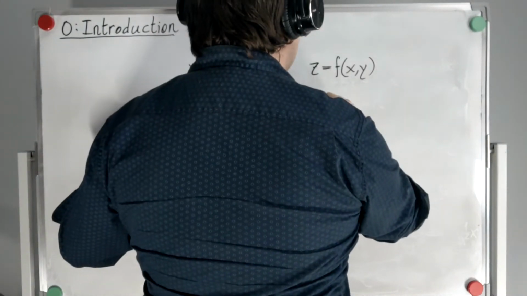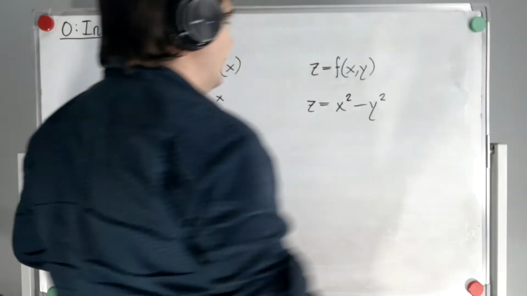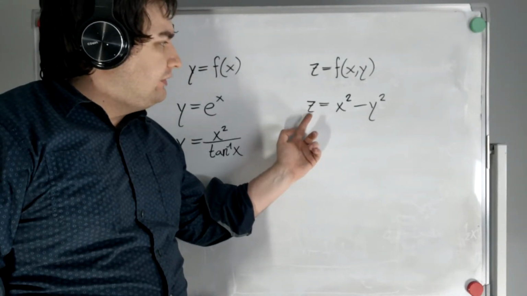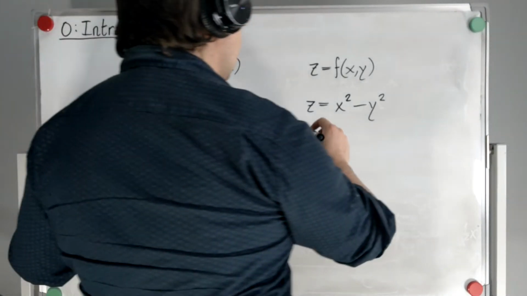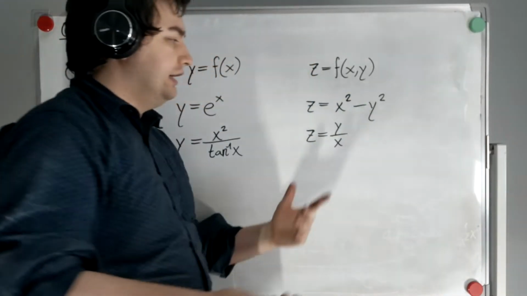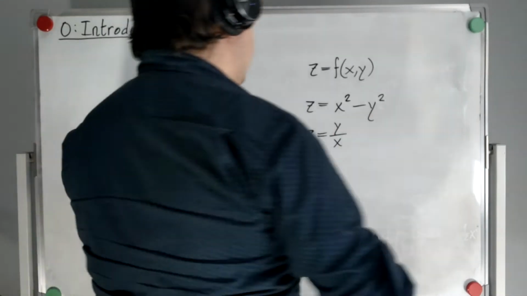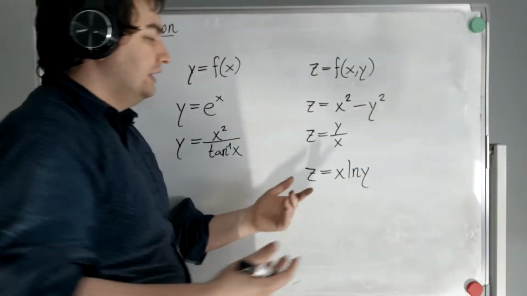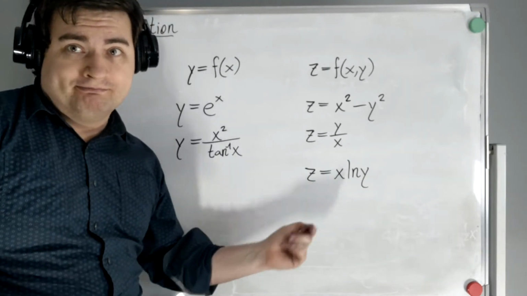So, of course, these functions could look like whatever. You could have something like x squared minus y squared. As you can see, in order to figure out a value for z, you're going to need a value for both x and y. You could have something like z equals y over x. Again, you'll need a value for both x and y in order to determine a value for z. You could have something like z equals x natural log of y. And again, we need both x and y in order to uniquely determine z. Okay?